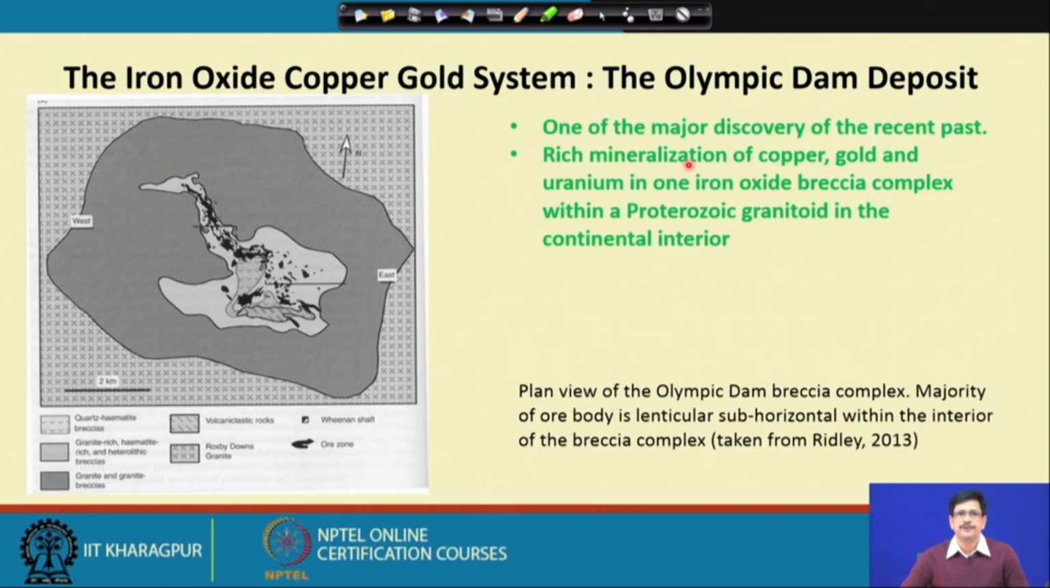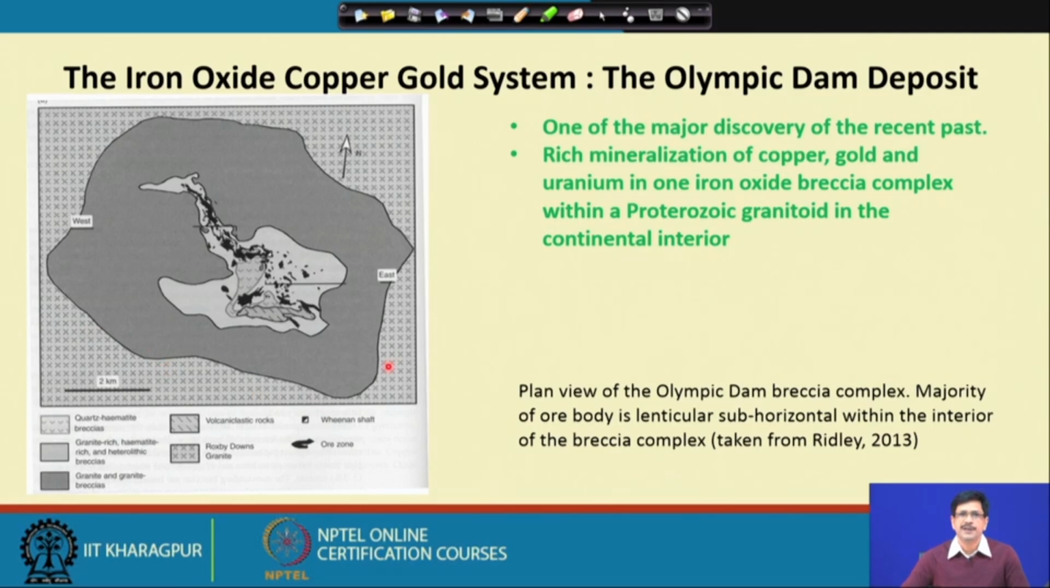This particular class or group of deposits was named and started to be investigated in more detail after the discovery of the Olympic Dam deposit, which can be told as one of the major discoveries of the recent past in the history of mineral exploration, where a huge concentration of copper, gold and uranium was found in a body of granite, essentially within a zone which is brecciated.